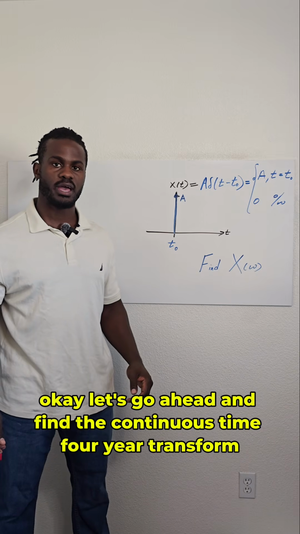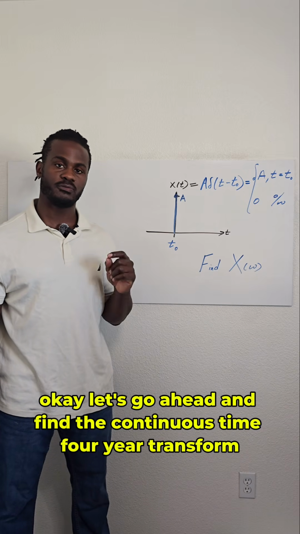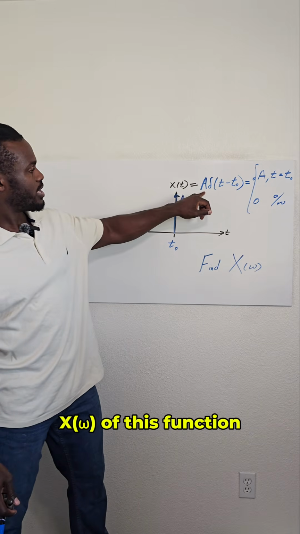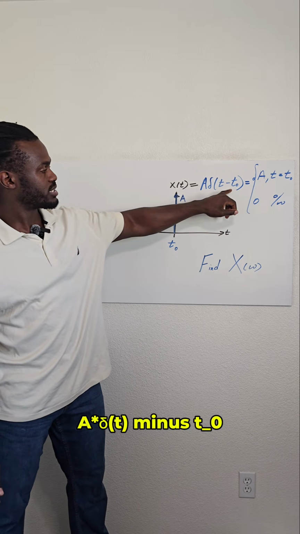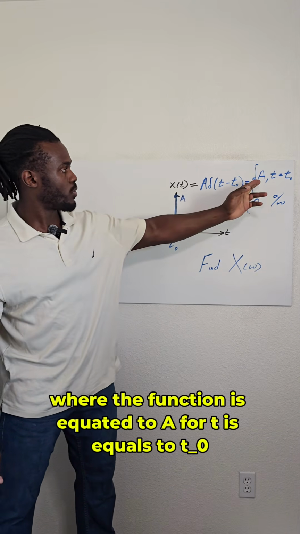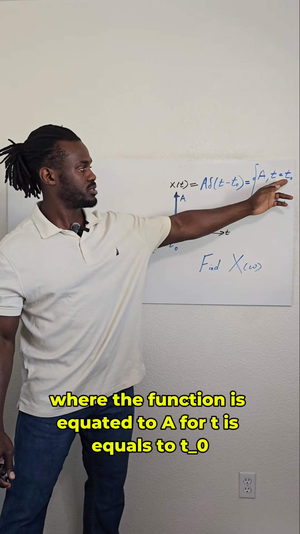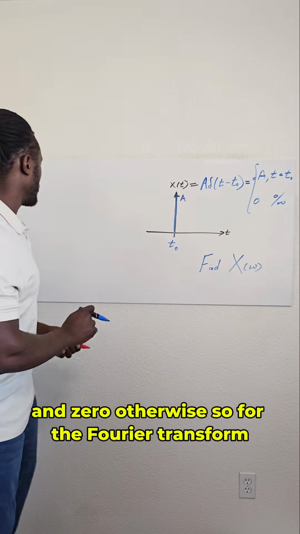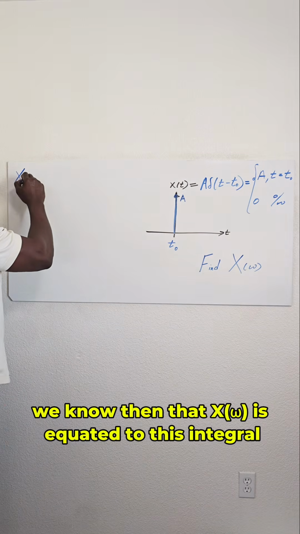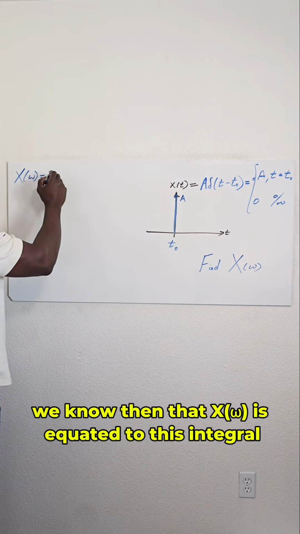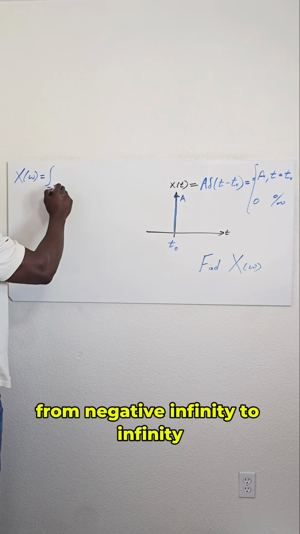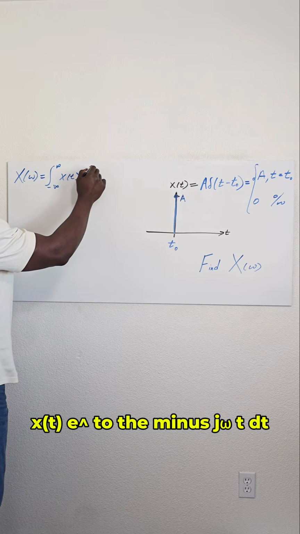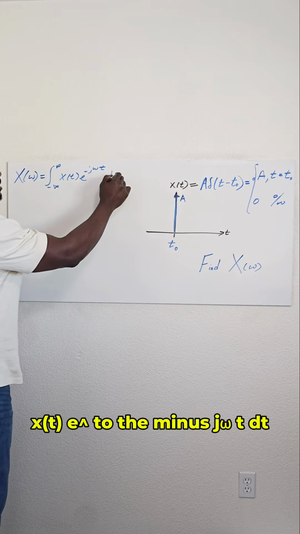Okay, let's go ahead and find the continuous time Fourier transform X of omega of this function a delta(t - t naught), where the function is equated to a for t equals t naught and 0 otherwise. So for the Fourier transform, we know then that X of omega is equated to this integral from negative infinity to infinity, x of t e to the minus j omega t dt.